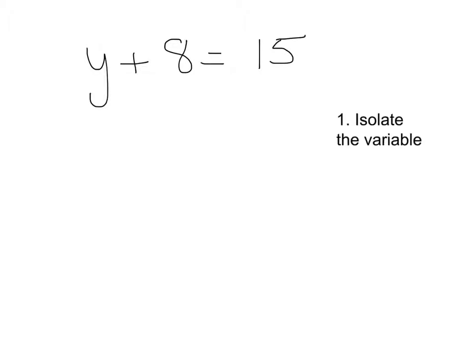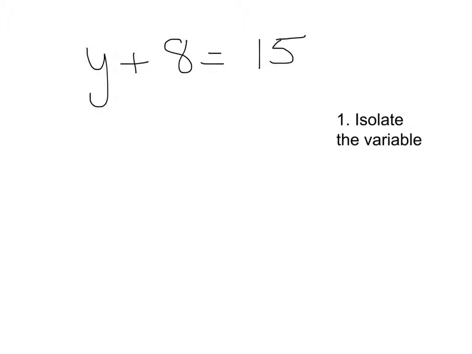Now let's take a look at an equation without the balance. Let's say we have y plus 8 equals 15. My first goal is to isolate the variable. That means I want to get the variable by itself on one side of the equation. In this case, that variable is y.